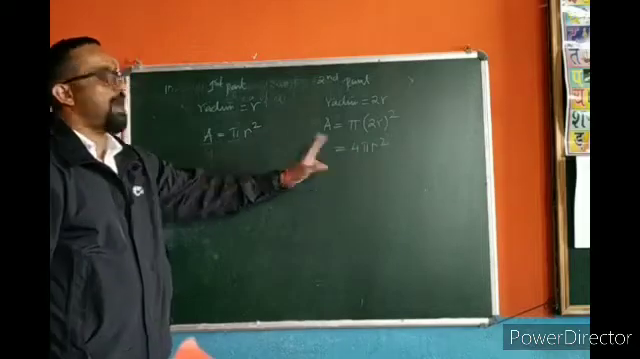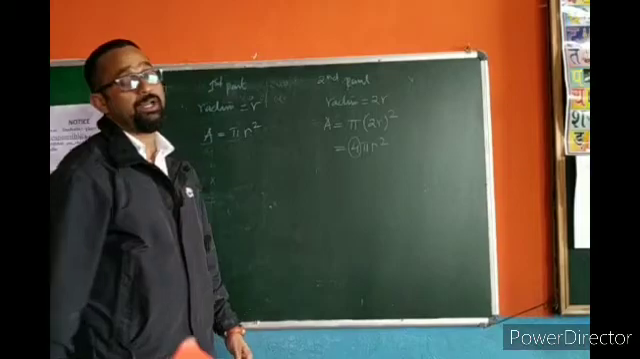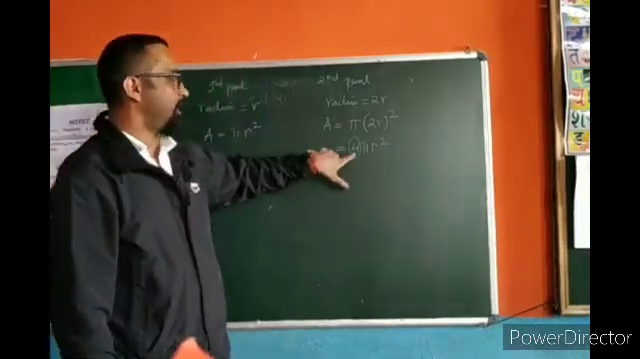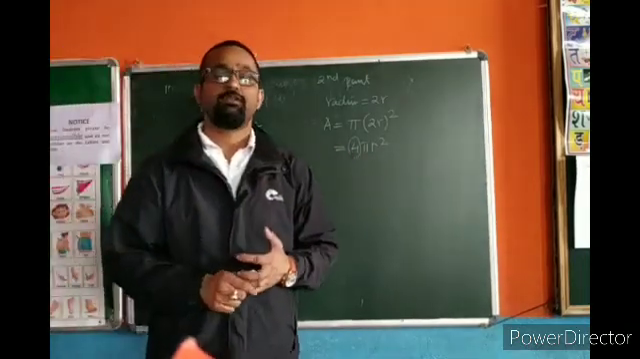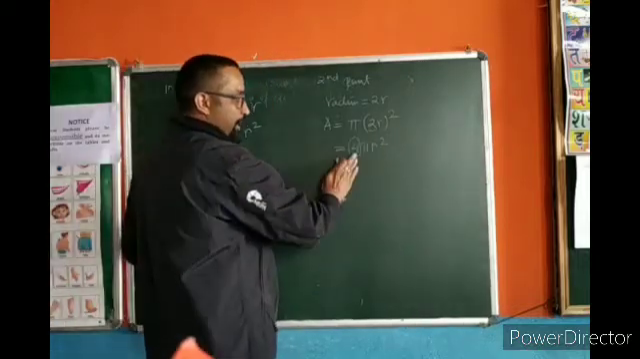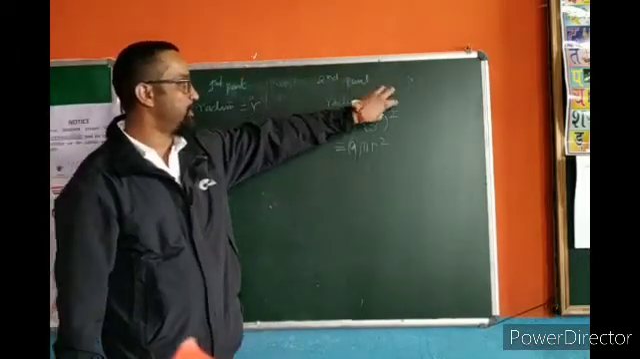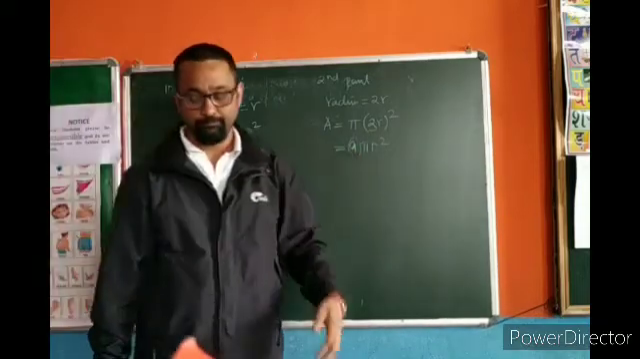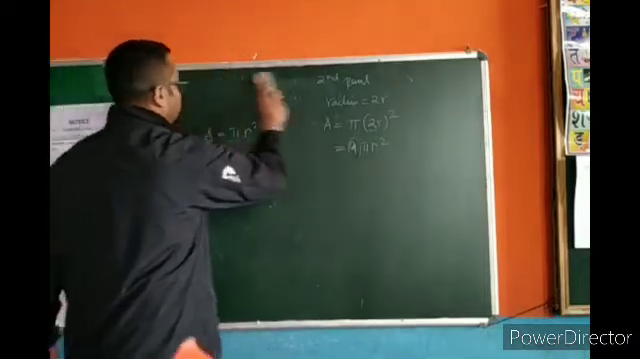If you do the comparison between these two areas, the area is increasing by how many times? 4 times. So if the radius is doubled, the area increases 4 times. If the radius is tripled, the area increases by 9 times. 3 square is 9. No calculations needed, only for the radius you substitute and then see how many times it is increasing. So please do the same question yourself.